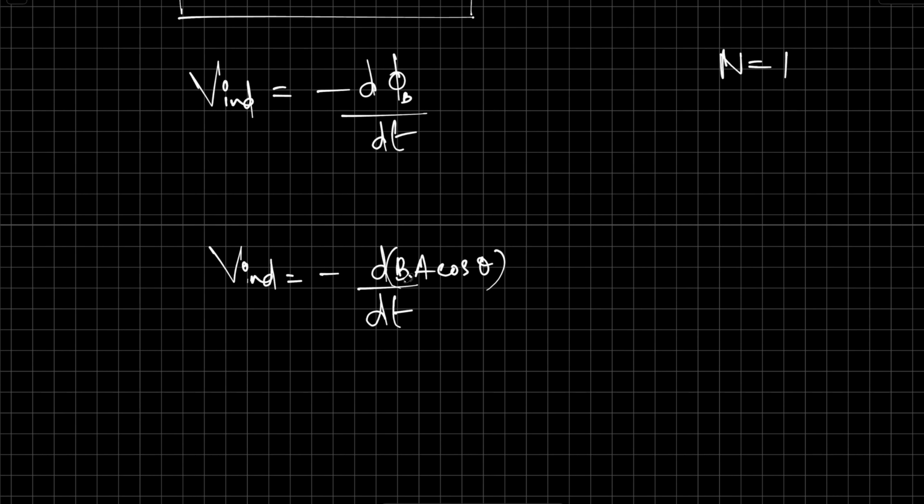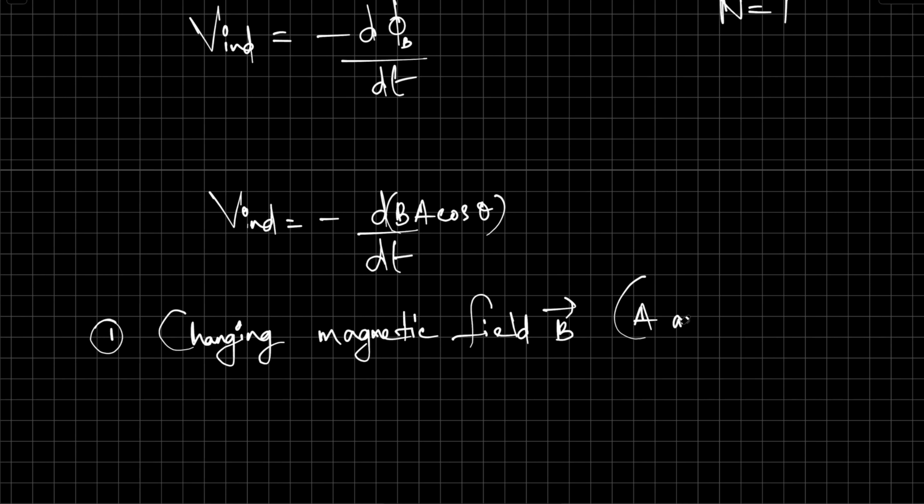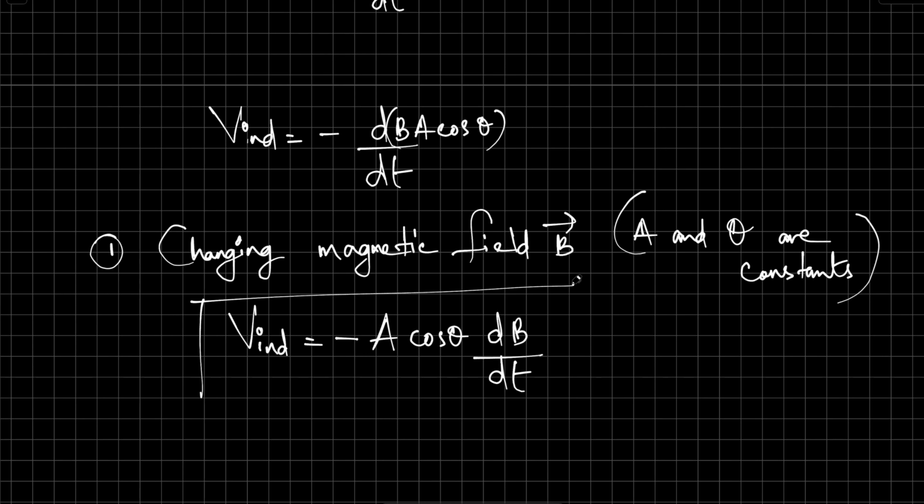Alright, so there are three ways you can change the flux. You can change B or A or even theta. Case number 1, we are changing magnetic field. A and theta are constants. I'm going to modify this equation. V induced is equal to negative sign here, minus A is a constant, take it outside. Theta is a constant, so cos theta is another constant, take it outside. Then we have B here, so dB over dt.